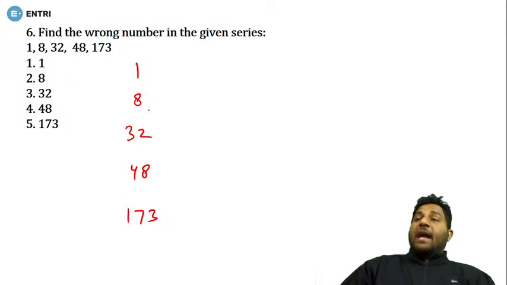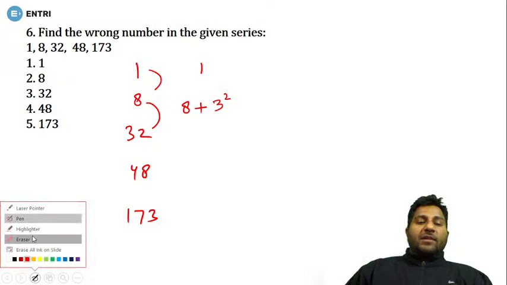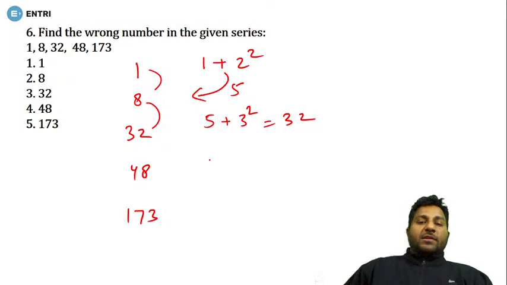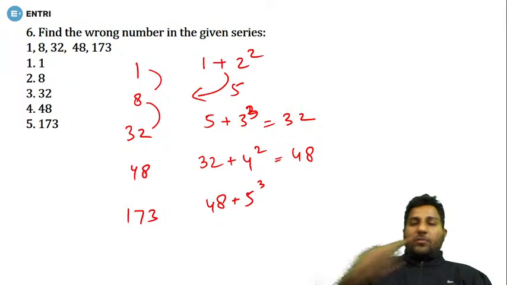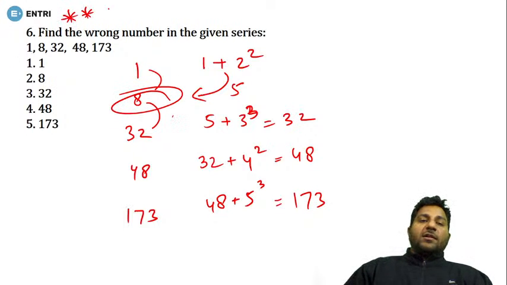I believe something is being added by squaring the number. So let's say if you add 1, okay, so look at this, 8 plus what? 8 plus 3 square, no, it will not be. The sequence will be like what? You can get stuck. So let me give you 1 plus 2 square, and this must have been 5. So 5 plus 3 square. Look at this, 32. So what? 32 plus 4 square, 48, and 48 plus 5 cube, because it will be 3 cube. Okay, remember. So this one will become 173, which means 8 is the wrong one. This was a really tough question.